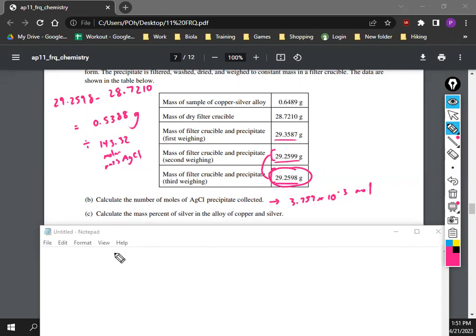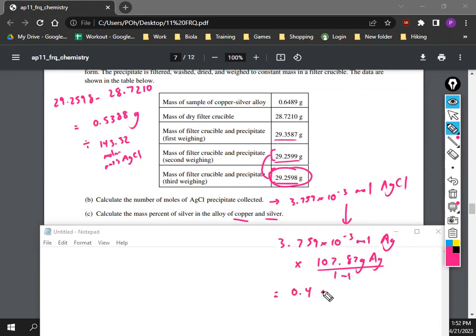All right. Last part, part C. What we're going to do is take our moles of AgCl right here. The alloy that we were separating contained copper and silver, so we can identify that you're going to have the same number of moles of silver inside AgCl. Then this time you're going to multiply by the molar mass, 107.87 grams of Ag, and that'll tell you that there are 0.4 grams of Ag inside that AgCl.